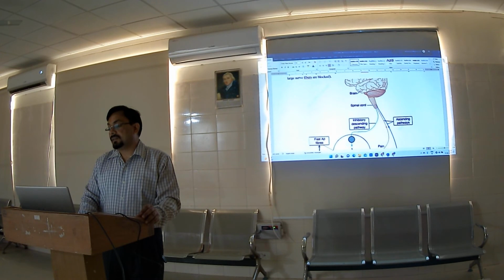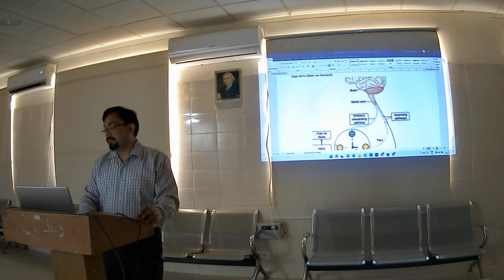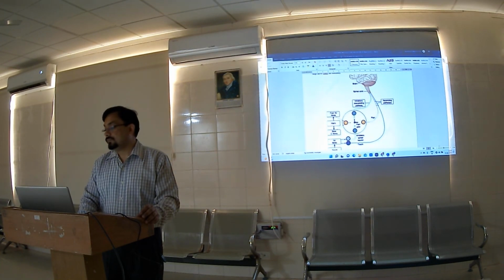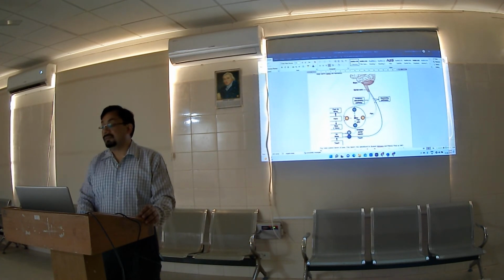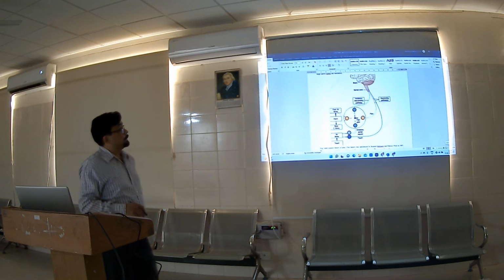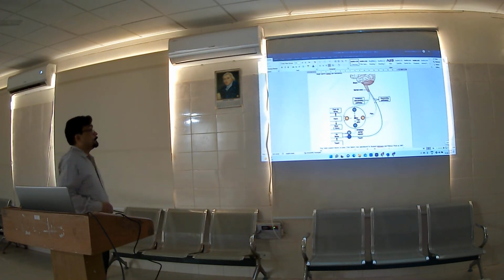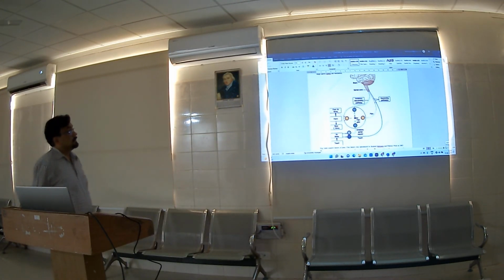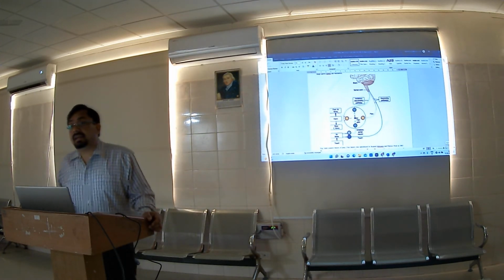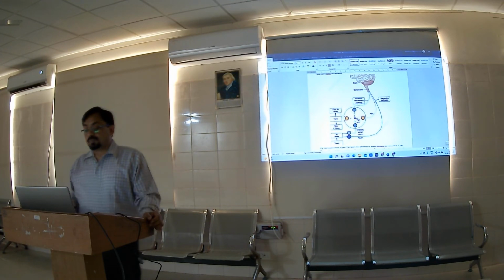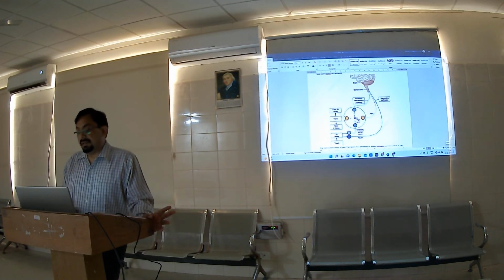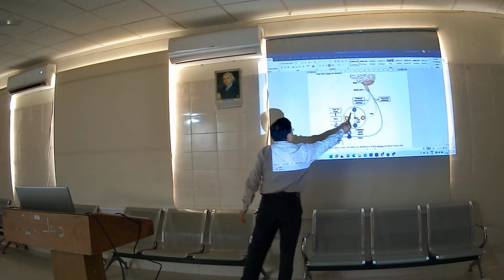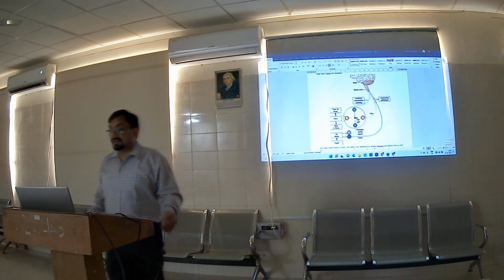So this is the gate mechanism. Sorry to say, this is a copyright image, but I could not draw it myself. So you are able to see the fast pain carried by A delta fibers and slow C fibers. So all of you can see this happening. And this is the pain gate, it can go in any direction. It may allow, it may not allow.